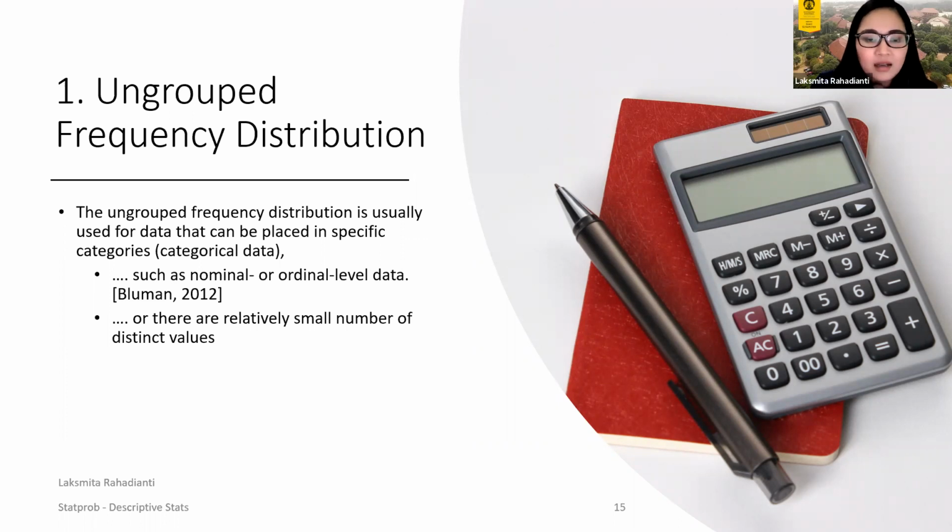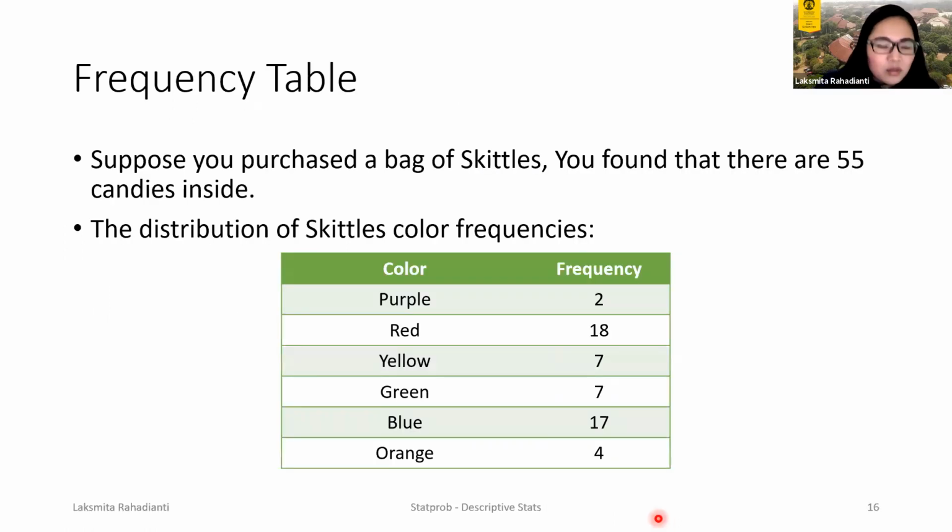So let's look at an example. Suppose you purchased a bag of Skittles. Do they still have Skittles in Indonesia? I haven't seen them in such a long time. But anyway, I purchased a bag of Skittles and I found that there are 55 candies inside.